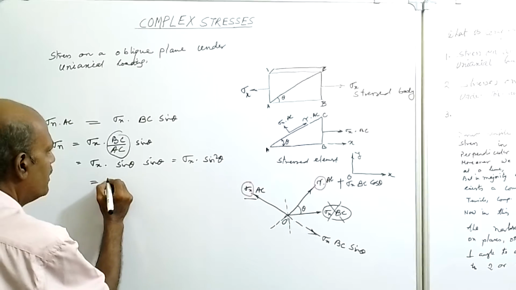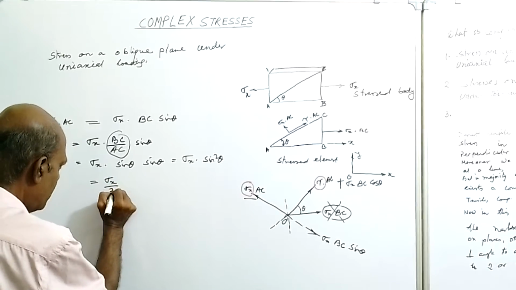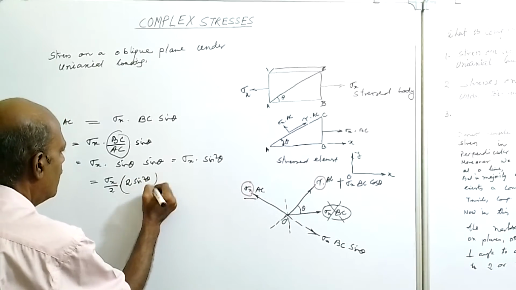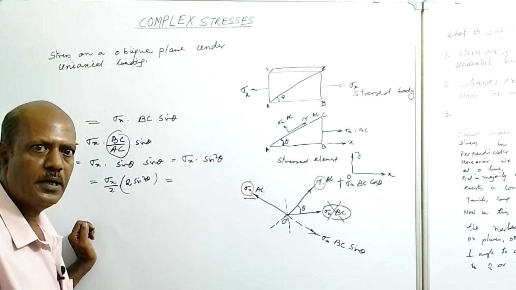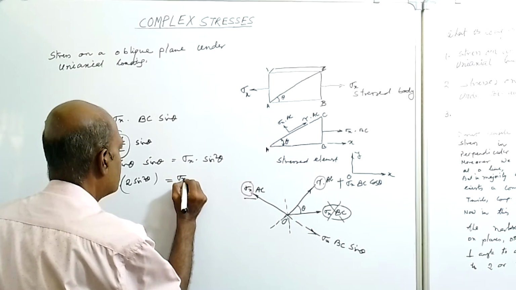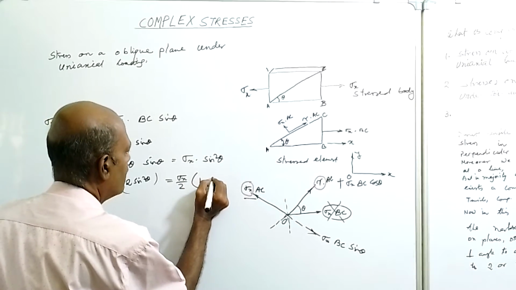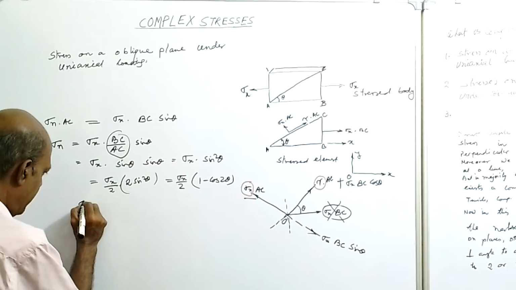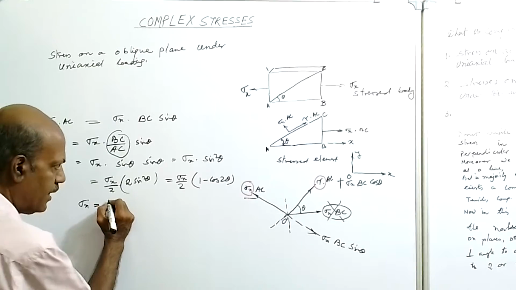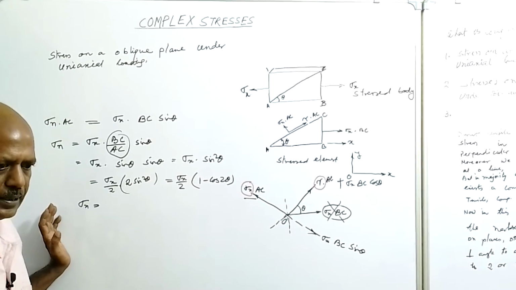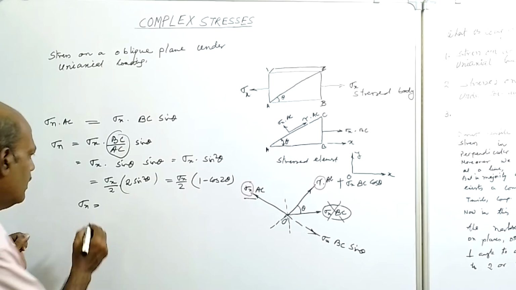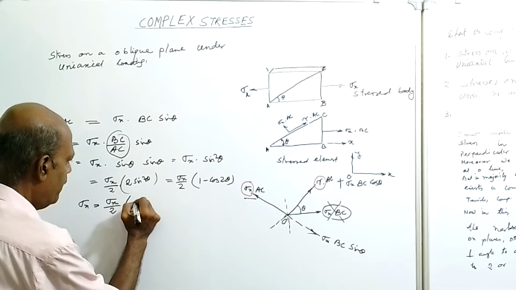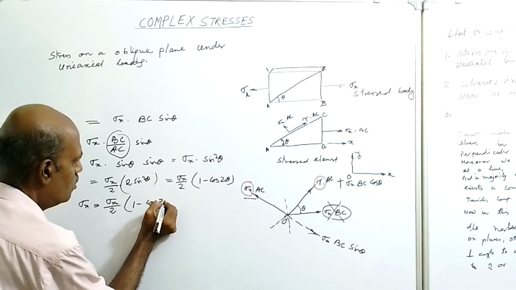That can also be written in standard form, sigma x by 2 into 2 sin square theta, and 2 sin square theta is equal to 1 minus cos 2 theta. So we can write sigma x by 2 into (1 minus cos 2 theta). This is the value of sigma n we have got on an inclined plane which is at an angle theta with the x-axis in the counterclockwise sense. That is, sigma n is equal to sigma x divided by 2 into (1 minus cos 2 theta).